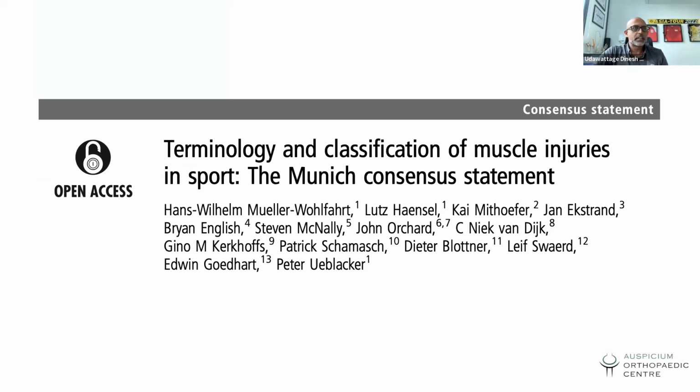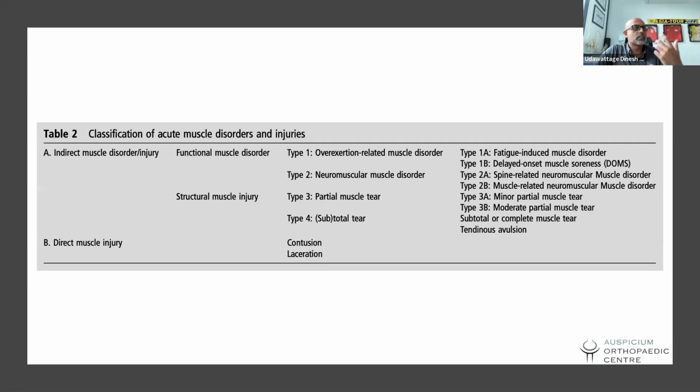Then came along the Munich consensus statement, which was led by Müller-Wohlfahrt, and many of you probably have looked at this, familiar with it, but they started looking at things from a slightly different aspect. They started talking about direct and indirect muscle injuries, whether things were based on a functional issue or structural, and then they started to incorporate other things such as the fatigue induced and so on. So let's have a look at their classification in a bit more detail.